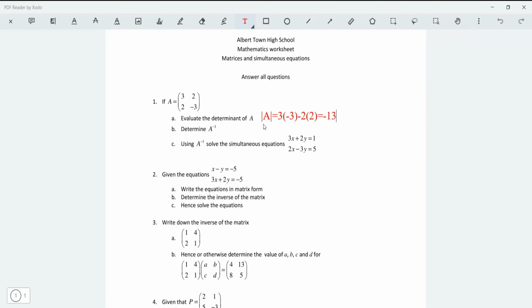Good. So now it says, hence we're supposed to determine the inverse. To determine the inverse, let's do it on the white screen. We need A inverse, and we know that it is 1 over the determinant of A, multiplied by the adjoint of the matrix A.